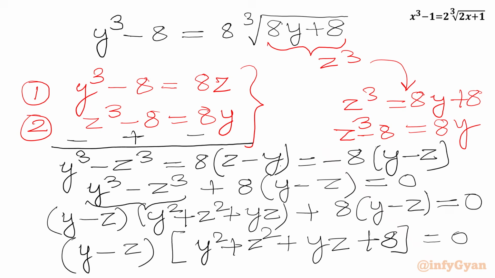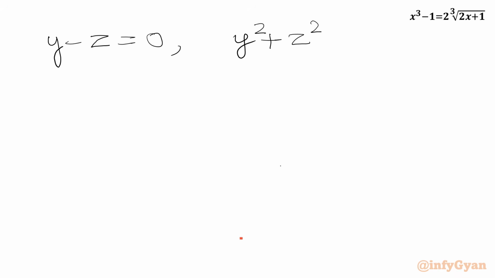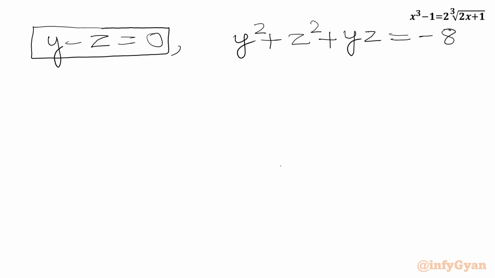Now we'll be using the product 0 rule. So either y minus z equal to 0, or y square plus z square plus yz plus 8 equal to 0, or both equations may be true. So from our first equation, just by adding z to both sides, we will get the result y equal to z.